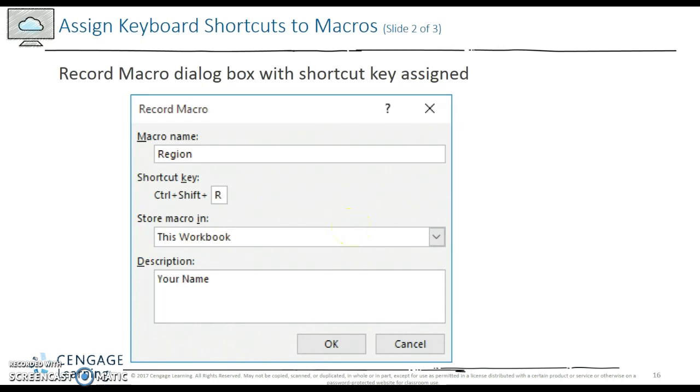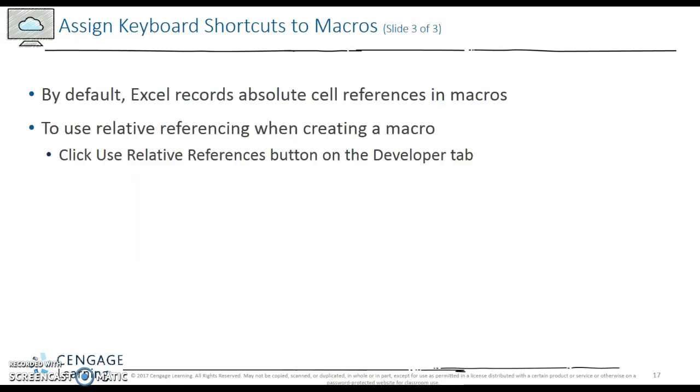So here's how you would go about, and we took a look at this before, recording a macro. And this is in the dialog box, and this is using a shortcut key. As you can see, it's Control-Shift-R. So when you do assign keyboard shortcuts, by default, Excel records absolute cell references in those macros. If you want to use relative cell referencing, then you have to click the relative references button on the Developer tab.